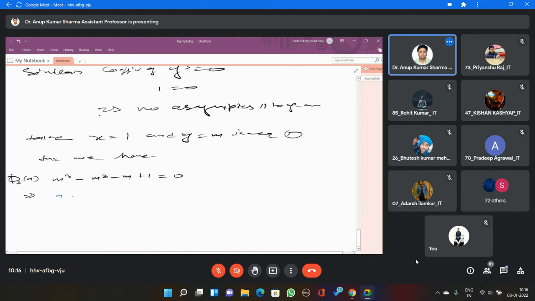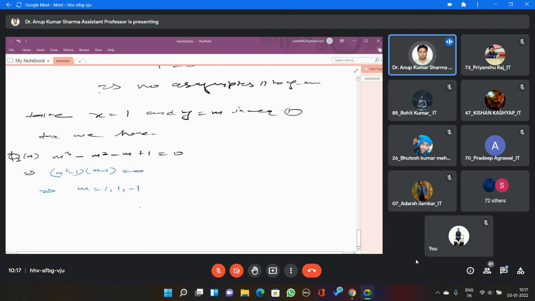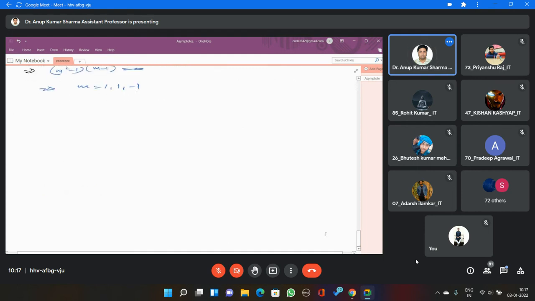So we will have m square minus 1, so m minus 1 is equal to 0. This implies that m is equal to 1 and minus 1. So here the thing is that the roots are repeated. m is equal to 1 is repeated 2 times, and m is equal to minus 1 is non-repeated. Fine.